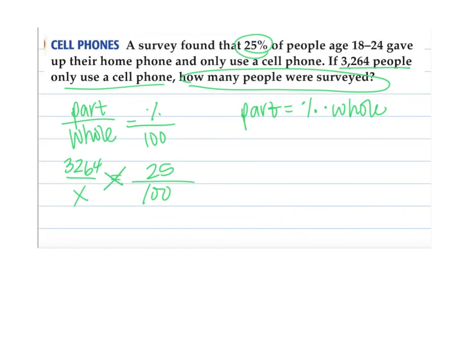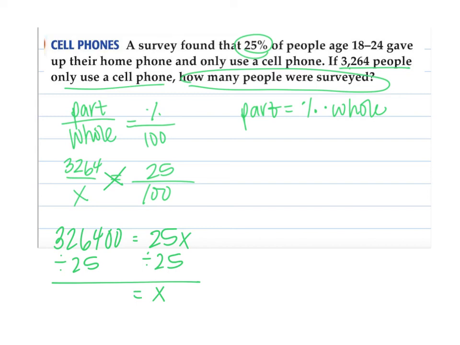Now we can solve this by cross multiplying. 3,264 equals 25x. Divide by 25. So let's see, 326400 divided by 25 is 13,056 people. That's how many total people were surveyed, the whole amount.